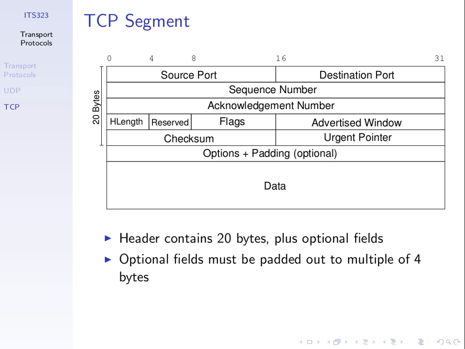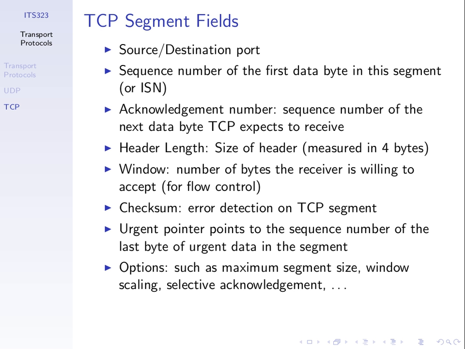Header length. Reserved is reserved for future use. Advertised window is used for flow control. Urgent pointer is used to give some priority to some of the data. Checksum is used for the receiver to detect if there are any errors in the segment. And some flags, which we'll explain with a more detailed example. So there are the segments, the header fields listed. Let's look at the flags.